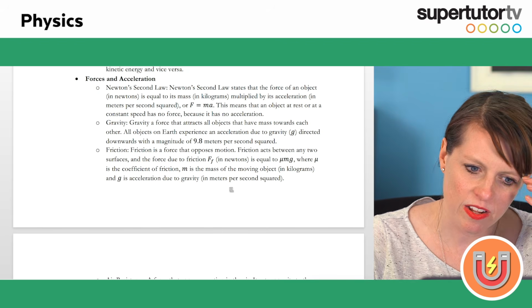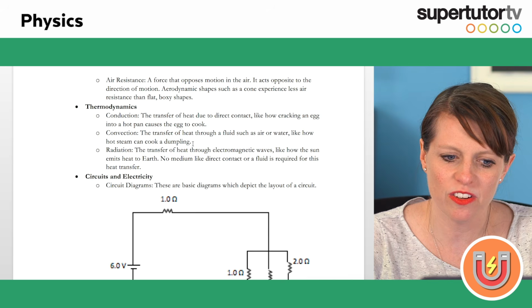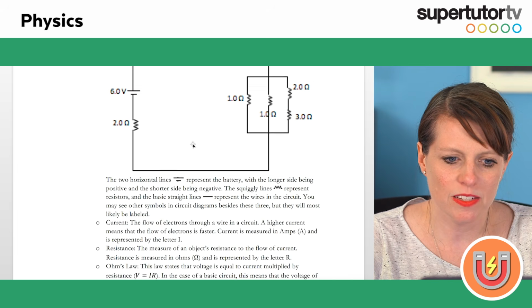Forces and acceleration, I'm not going to get too far into this. You should know that friction is a force that opposes motion. So if you're moving this way, friction is the opposite direction. I have seen this in a question on a recent ACT, and I did have a student get it wrong because she didn't understand that friction would have to be in the direction that is opposite the general motion, right? Okay, thermodynamics, we've got conduction, convection, radiation, good words to generally know. You can pause this if you want to learn them.